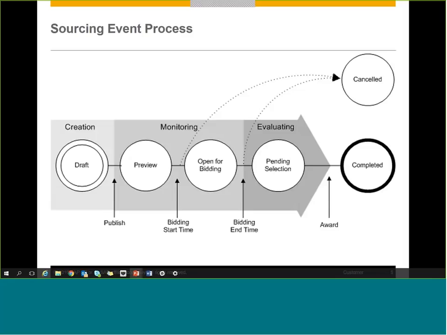And the bidding end time is when we enter into the evaluating stage, and this is when the event moves into pending selection. So at this point, we're going to evaluate all of the bids that have come in, and we're going to select a winner. Once we select a winner, we then award the event, and its status changes to completed. So that's a quick look at the cycle of an event and the process that it goes through. And also at any point during the time, as you can see on the slide here, you can cancel the event all the way up through pending selection until it's awarded.